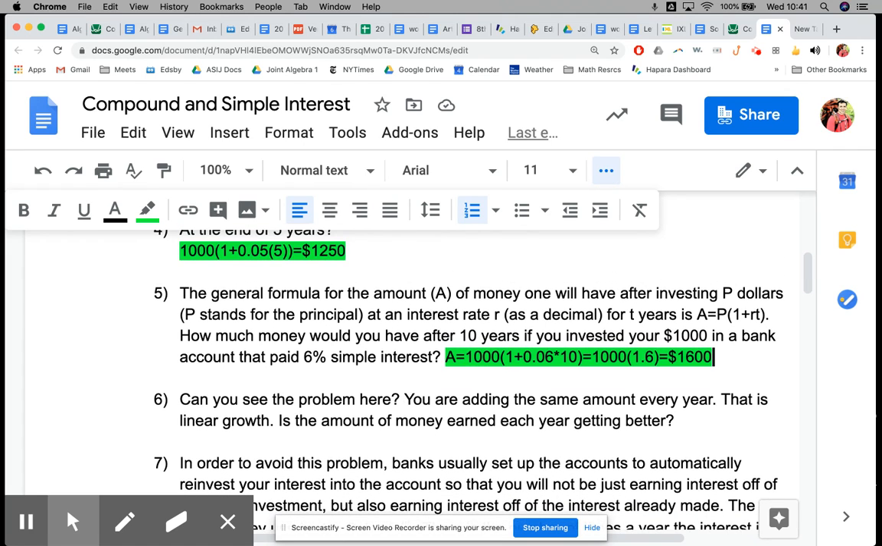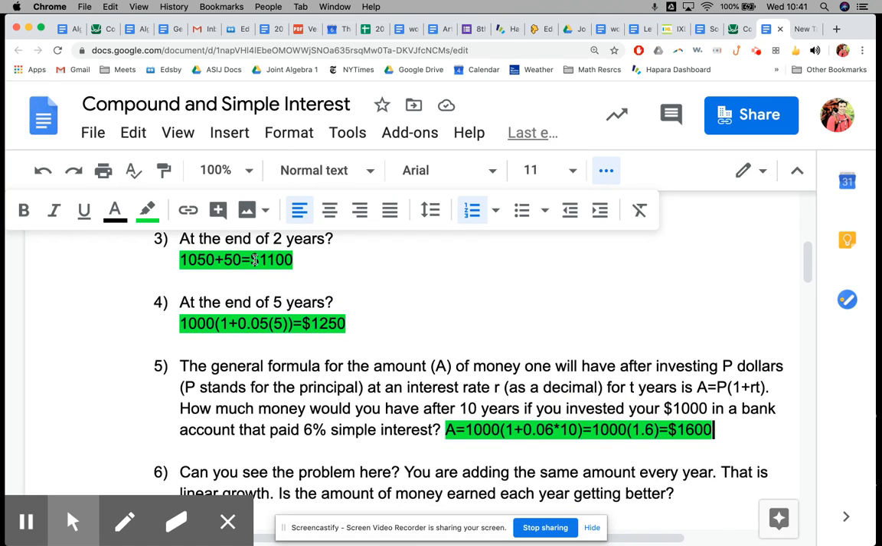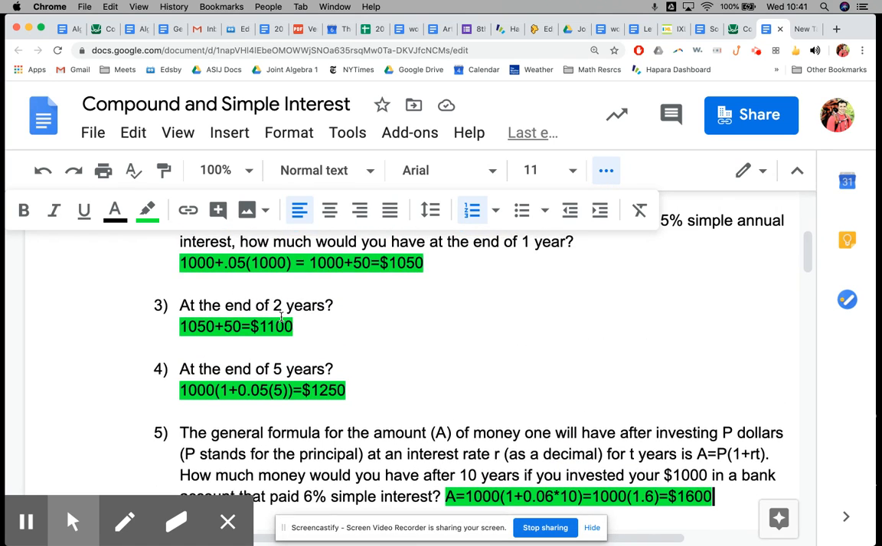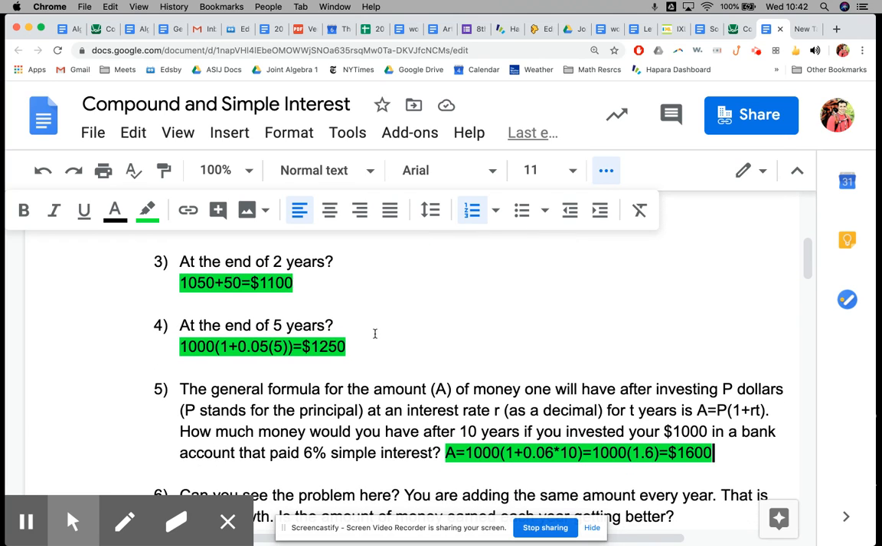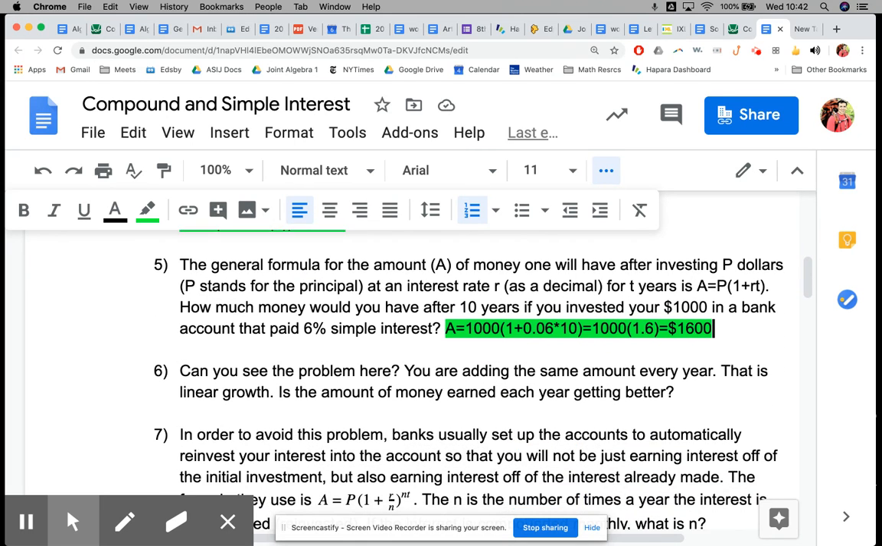In simple interest, the amount of money we're earning each year is not getting better. We got $50 the first year, $50 the second year, $50 the third, $50 the fourth, $50 the fifth. There's no progress being made here. Making $50 is great, but I have more money now. I should be able to make more money off of the fact that I have more money. So we have a problem here.